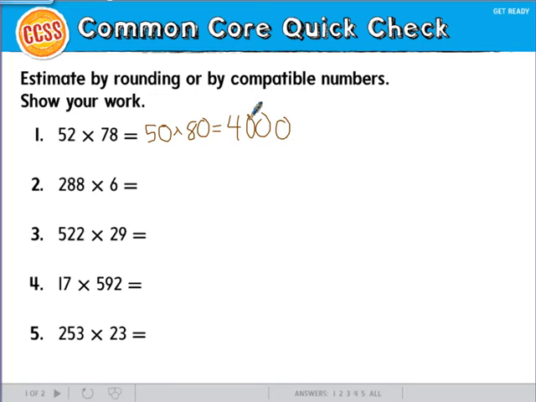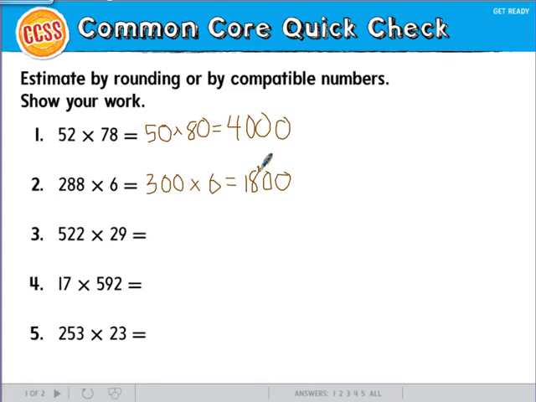288 will round to 300. You're going to multiply that by? 10. I would have done 6, but okay. Count up our zeros. There's 2. 3 times 6 is? 18.